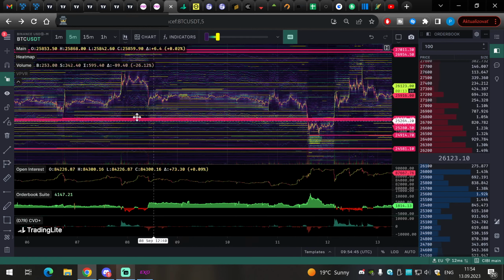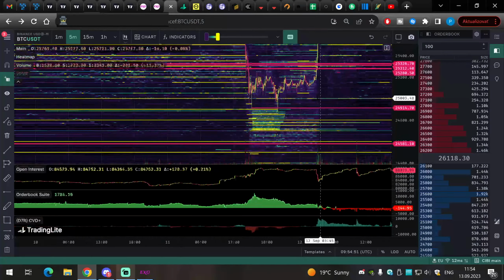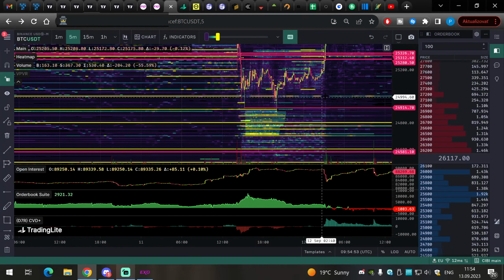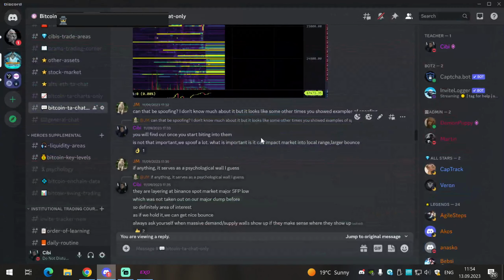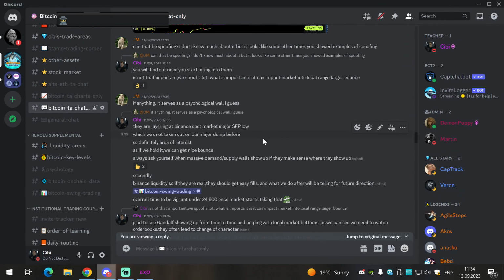Look at the orders from before, and the demand. Demand was okay, around 3,000 to 4,000 bitcoins, but now we doubled the demand. So it's showing me true demand is starting here. Beautiful. They are layering at the Binance spot market major swing failure pattern low, which was not taken out on the major down move before. So definitely an area of interest. If we hold, it can give us a nice bounce.